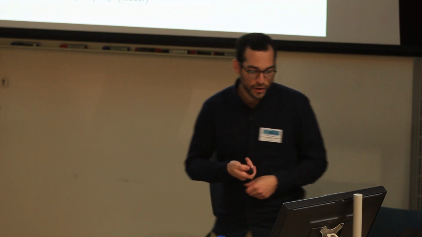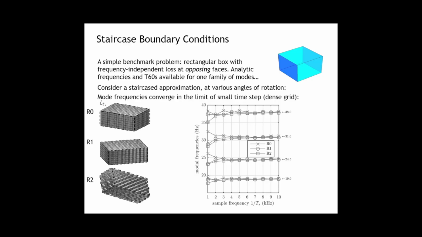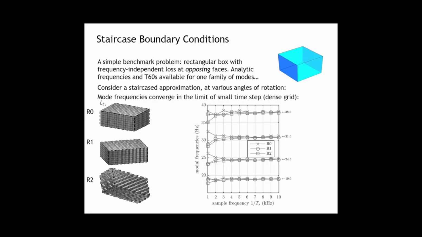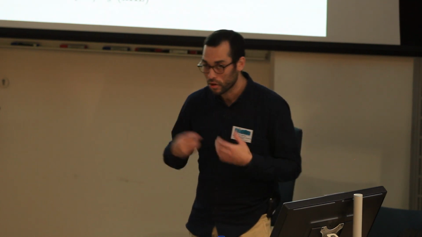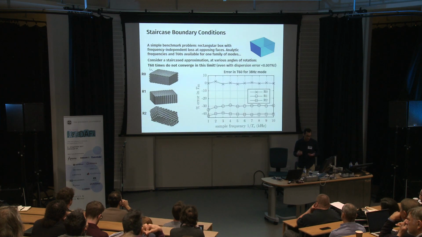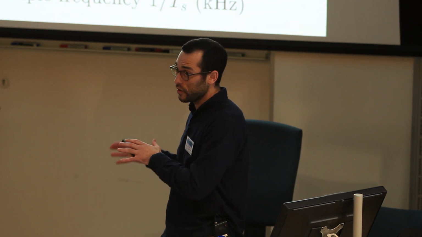Now, if you run these simulations to the limit of small grid spacings or high sample rates, what you see is that the modal frequencies converge to the correct results. That's kind of expected because those have to do with the volume of the room mostly, and the volume of this kind of staircase room will converge to the volume of the box in the limit. So that's a known result. It's also been known for a long time that the surface area of that staircased shape will not converge to the surface area of the box.